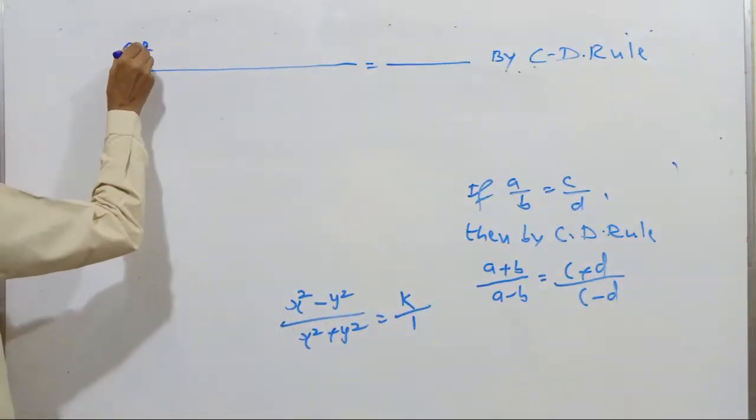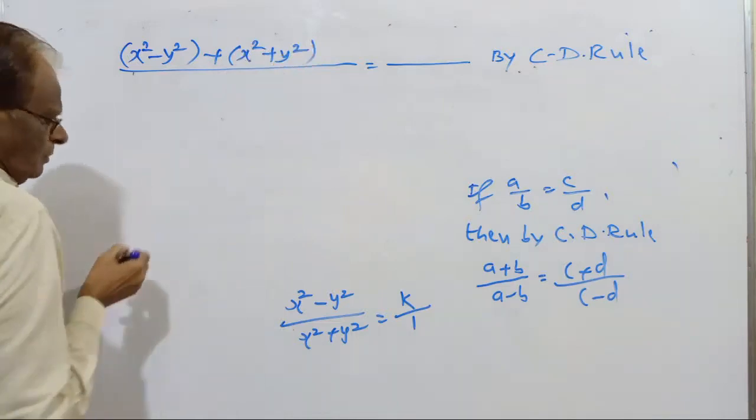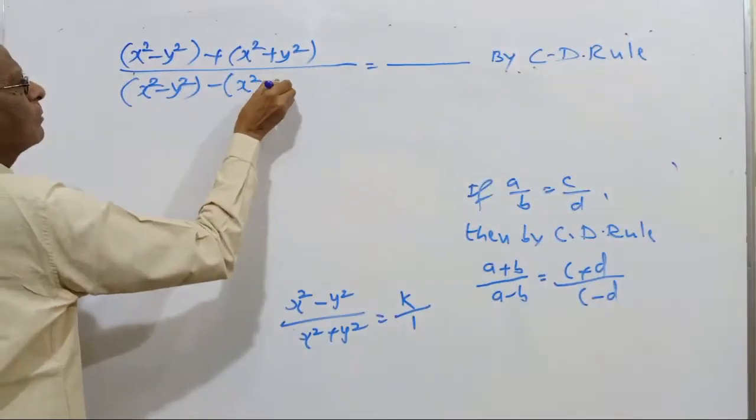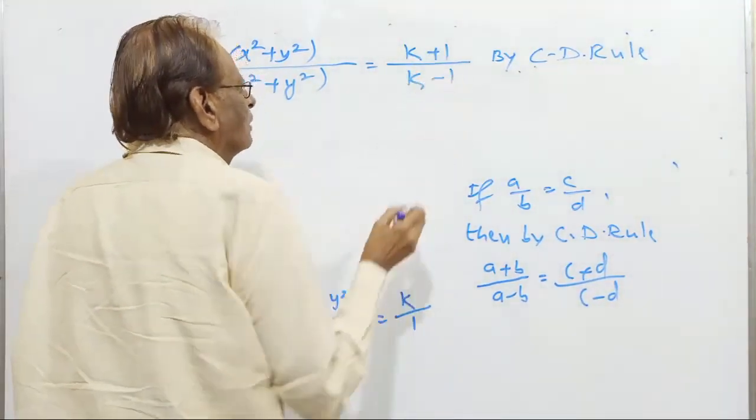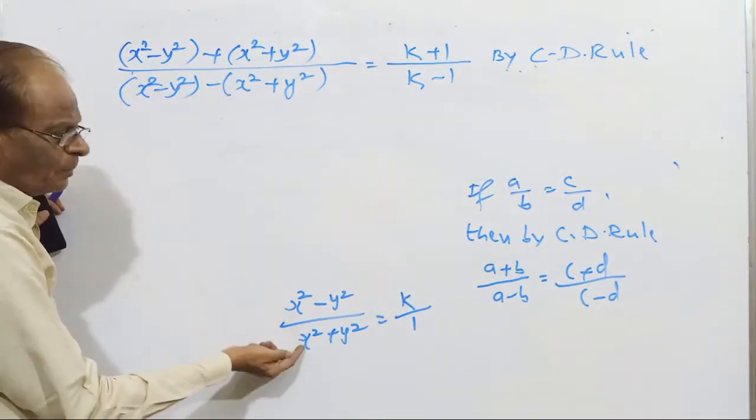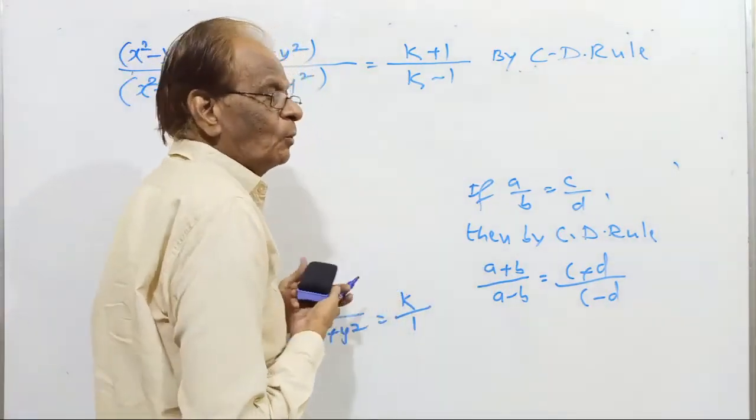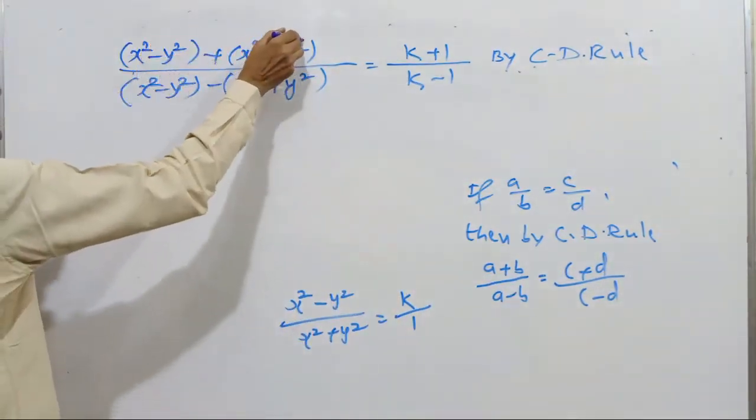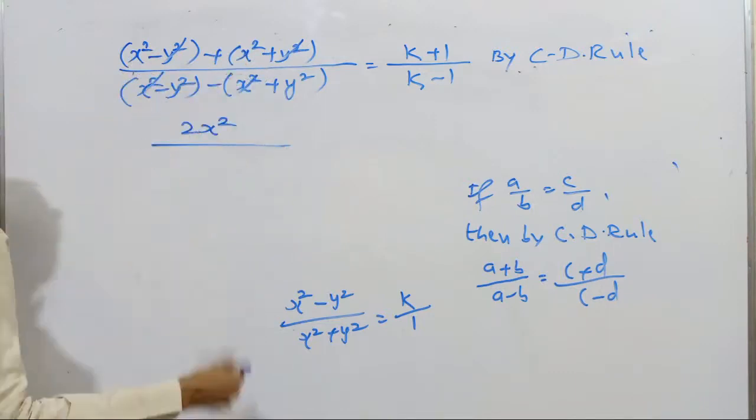x squared minus y squared, add x squared plus y squared; x squared minus y squared, subtract x squared plus y squared. In the right side, add k and 1, subtract k and 1. Numerator added, numerator subtracted. We have applied componendo and dividendo for quick simplification. y squared cancels. x squared cancels.